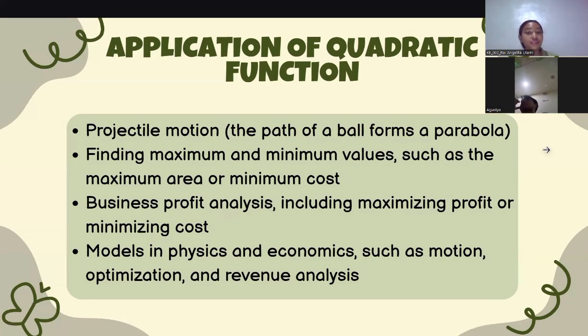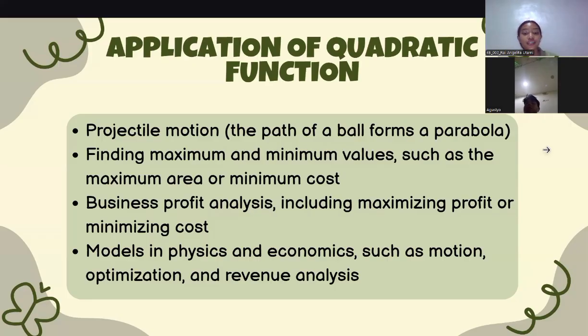First, in physics, we see it in projectile motion. For example, when you kick a football or throw a basketball, the ball does not go in a straight line. The path of the ball curves and forms a perfect parabola.